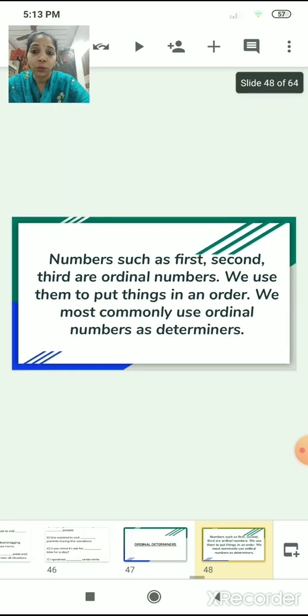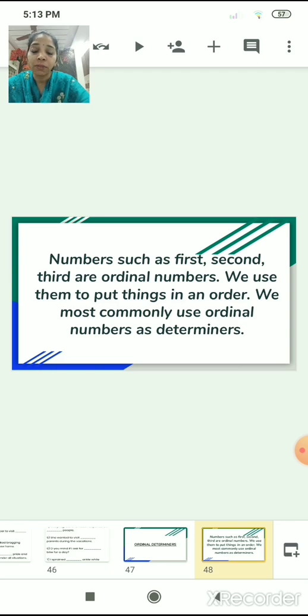Alright, now let me give you an example. This was the fifth exam of science that he had failed. So that means we are using an article over here. Now let me explain this once again to you. Numbers such as first, second, third are ordinal numbers. We mainly use them to put things in an order.